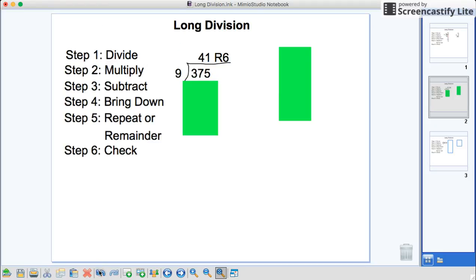Let me undo that. That's not quite what I wanted to do. We're going to have a 4. And that is going to give me, now I multiply, 4 times 9 is going to give me 36. Now it's time to subtract and bring down.